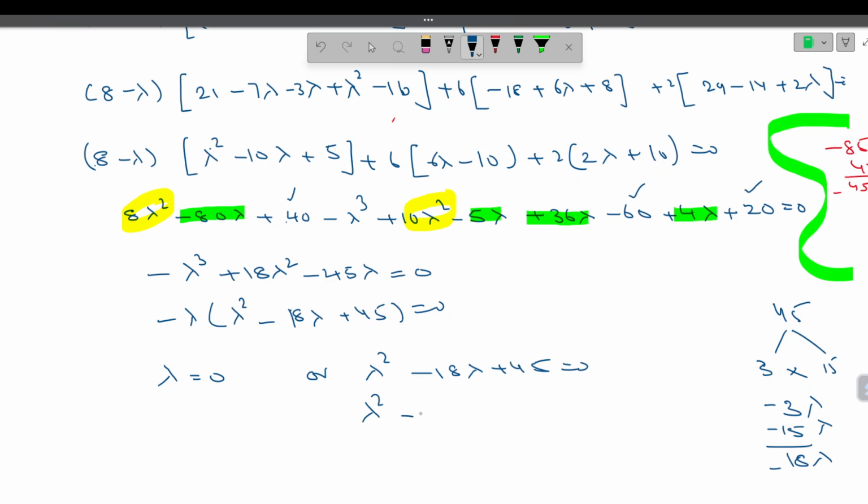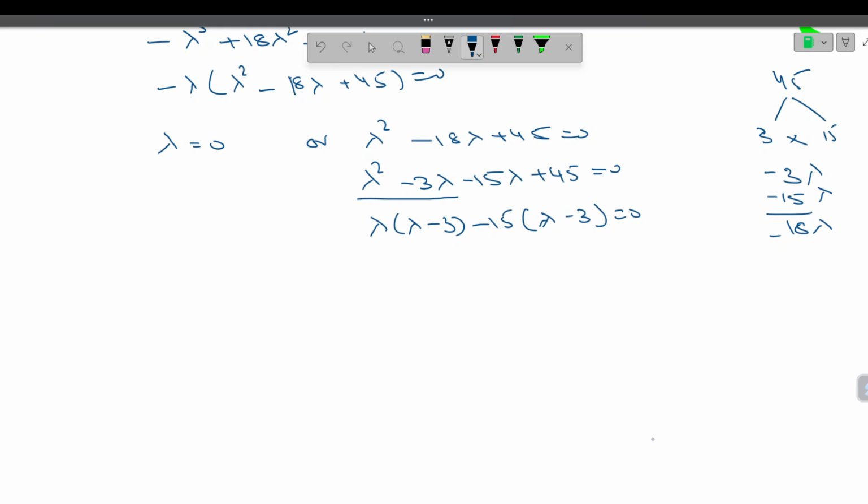So lambda square minus 3 lambda minus 15 lambda plus 45 should be equal to 0. If we take lambda common, lambda minus 3, and minus 15, lambda minus 3. So therefore, this will be (lambda minus 3)(lambda minus 15) equal to 0. Therefore, lambda equal to 3, lambda equal to 15, and lambda equal to 0.